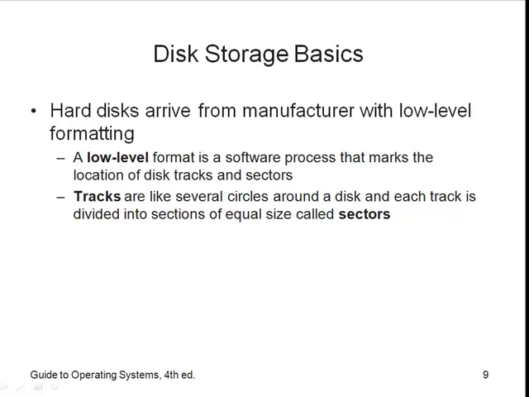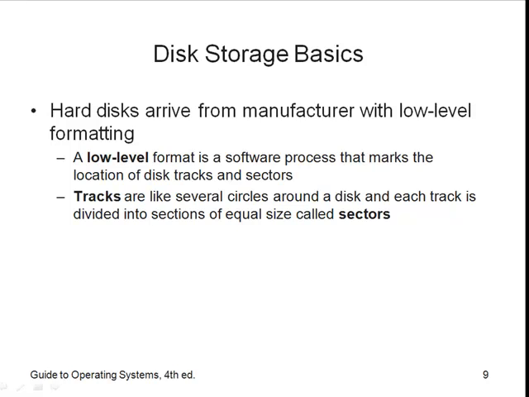Hard drives are the general method in which we store data over a long term. Hard disks arrive typically from the manufacturer with what we call low-level formatting already in place. A low-level format is a software process that really marks the location of the tracks and sectors for that hard drive, and we'll show you tracks and sectors in a minute.